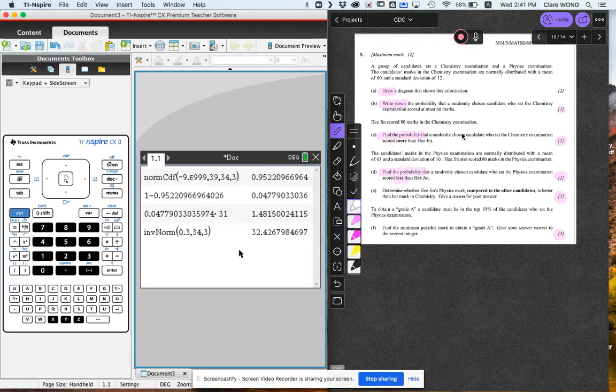So part A, it says we need to draw a diagram to show the information. So we first have the chemistry test only. So we draw a bell-shaped curve. The mean is 60. The standard deviation is 12. So you can write this 48. Bam. Just to show.